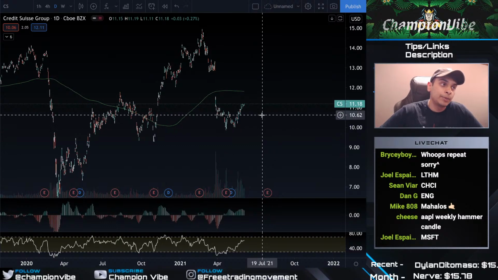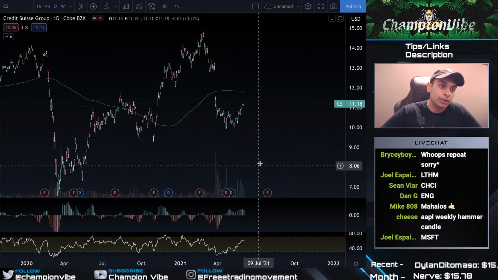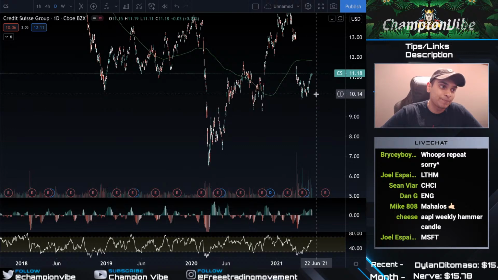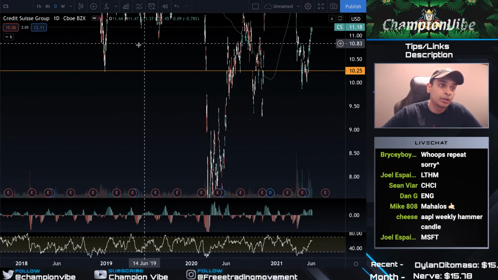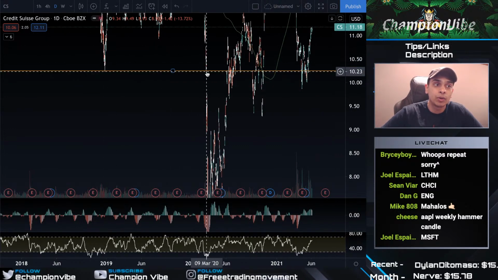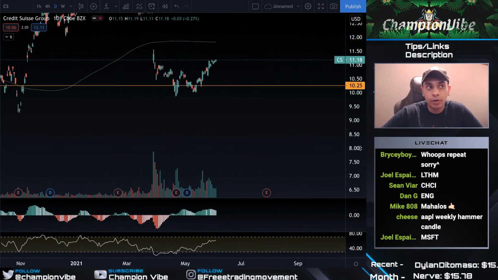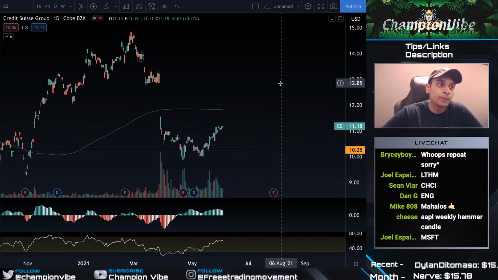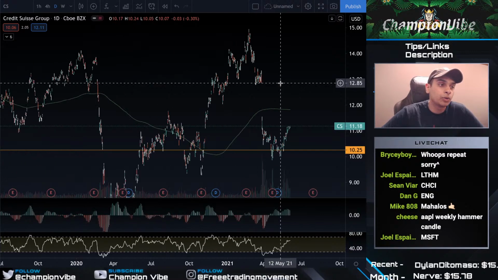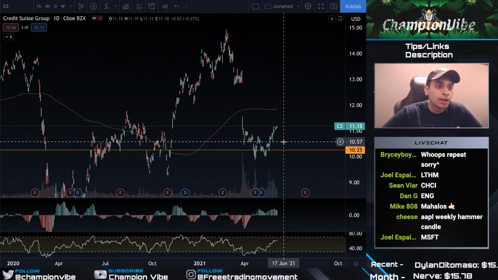Credit Suisse, I mean, with everything that happened with Archegos, I'm not too sure. I guess anything above 1025 is good. That was your low on this candle, low on this candle, low on this candle. 1025, you're above it. That's fine. You do have a gap to fill from the dump at 1285 to be precise.